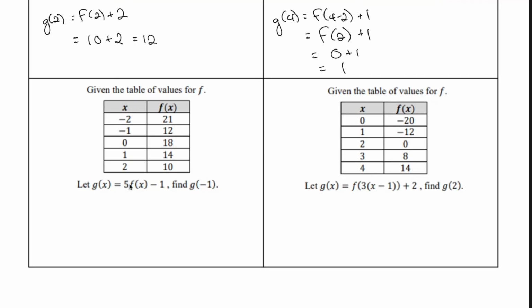g of x is 5 times f of x minus 1. Find g of negative 1. So g of negative 1 is the same as 5 times f of negative 1 minus 1. f of negative 1 is 12, so that's 5 times 12 minus 1, which is 60 minus 1, which is 59.